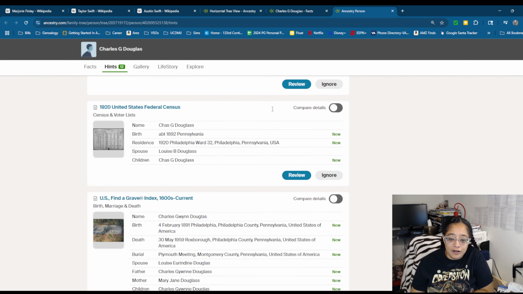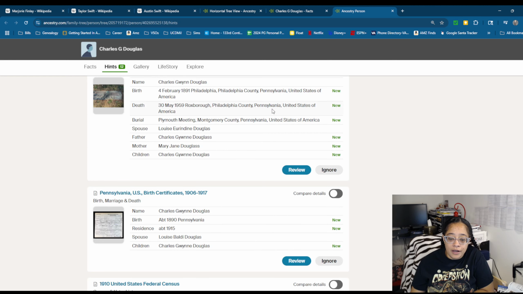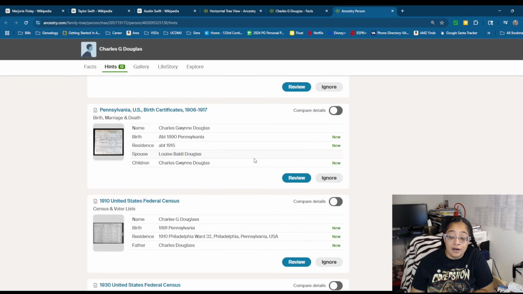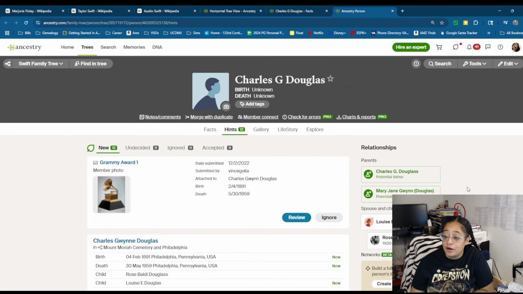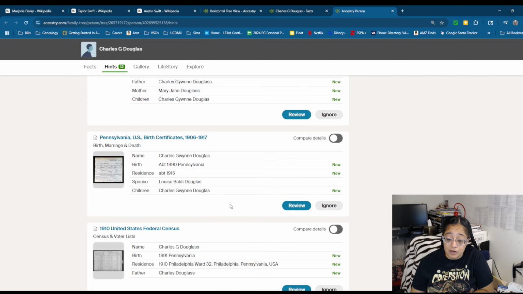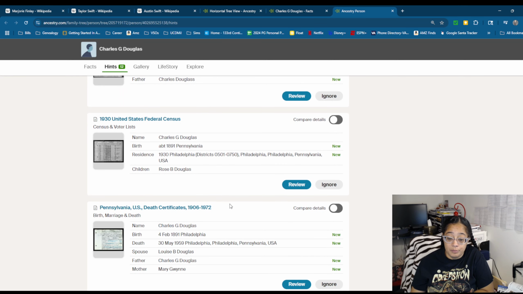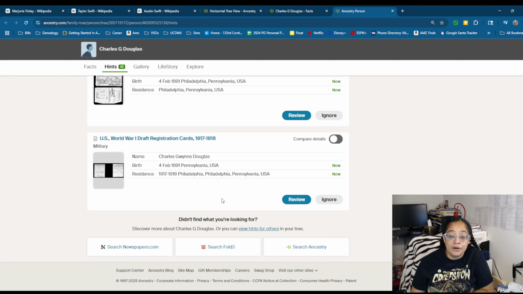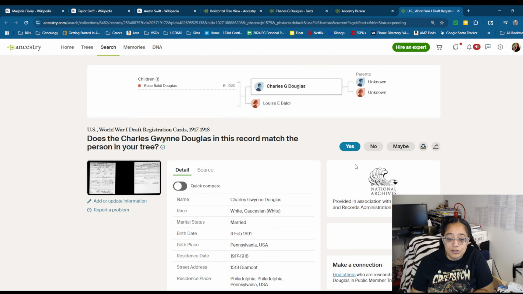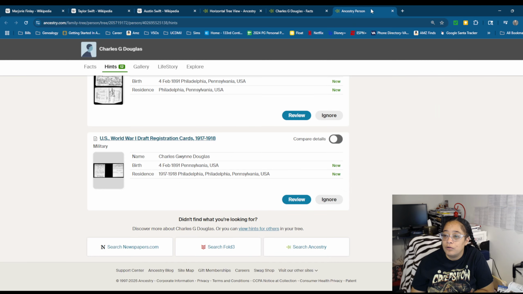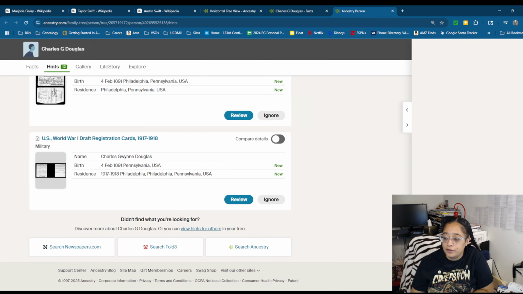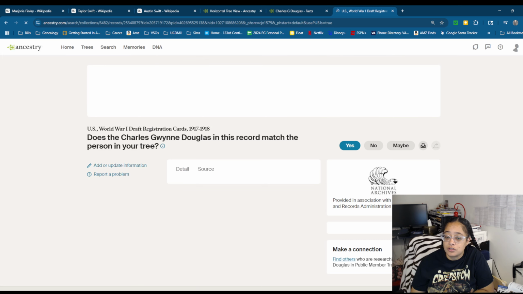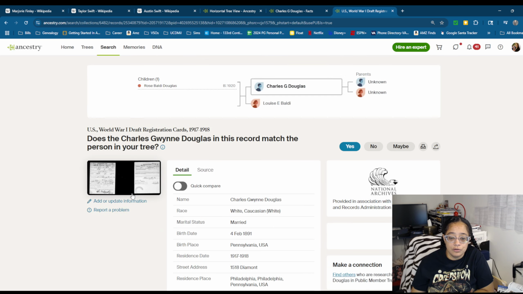So we're going to go down here. Okay, so this is the birth of Charles and Louise's son. This is not Charles's birth certificate, but he does have a death certificate. He also has the registration cards. And this World War I draft registration card appears to have a place on it, so I'm going to click review and view record page.